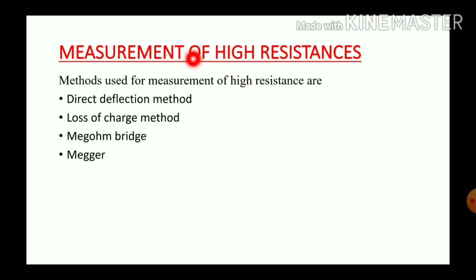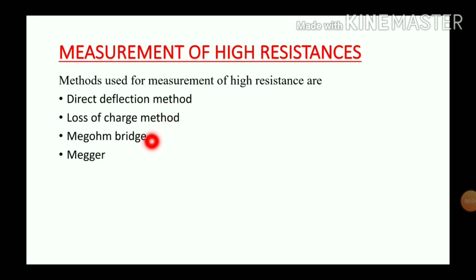And next is measurement of high resistance. The different methods used for measurement of high resistance are direct deflection method, loss of charge method, mega ohm bridge method, and Megger. In loss of charge method, we utilize the equation of voltage across a discharging capacitor to find the value of unknown resistance R.